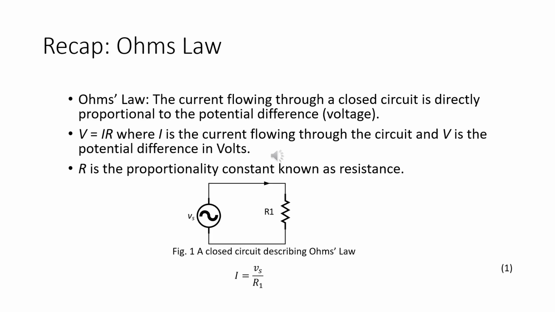Ohm's law says that current through a closed circuit is directly proportional to the potential difference, unit voltage. We can say voltage V equals I times R, where I is the current flowing through the circuit and V is the potential difference in volts. And R is the proportionality constant. We call it the resistance of the circuit.